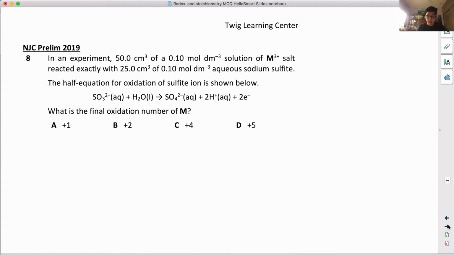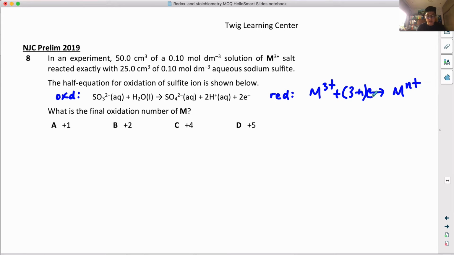In an experiment, M3+ salt reacted exactly with sodium sulfide. You can see that sulfide is being oxidized over here, so I will write down oxidation. Reduction must be M3+. Reduction is pretty similar: M3+ becomes Mn+. So here I'm going to write down 3 minus ne. They want the final oxidation state of M.